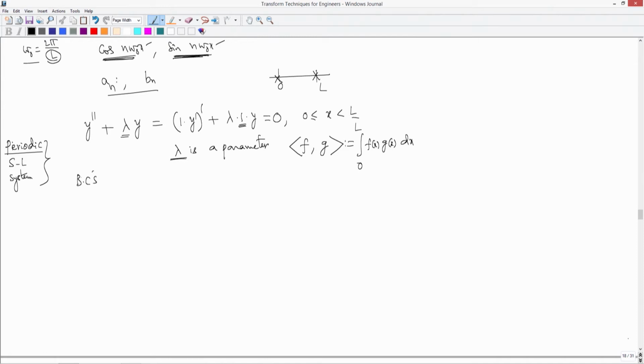So, the boundary conditions we give in this periodic system are y at 0 is the same as y at L, and y dash at 0 is the same as y dash at L. If you take these as the boundary conditions, and this is your equation, and solve it, the solutions are... Lambda is a real parameter because it is in the self adjoint form. Lambda can be positive, lambda can be negative, and lambda can be equal to 0. In all cases, if you calculate, what you see is these are cos.